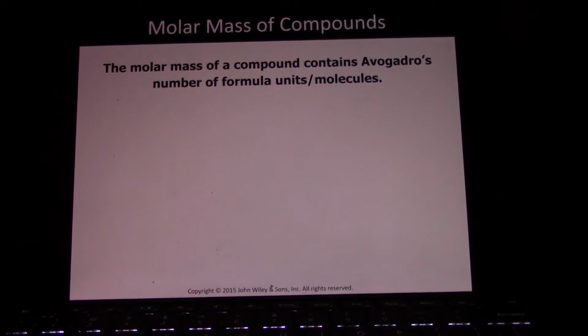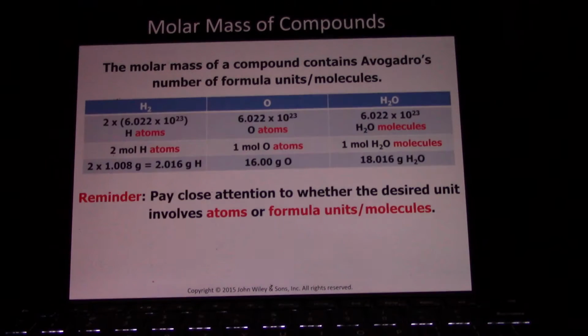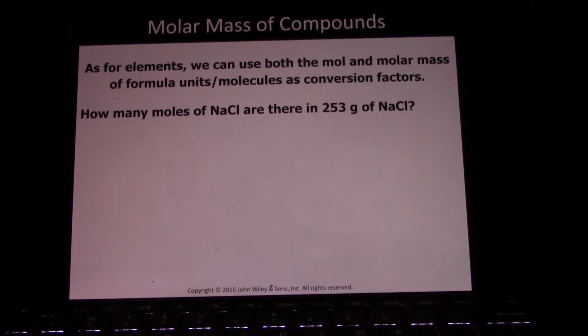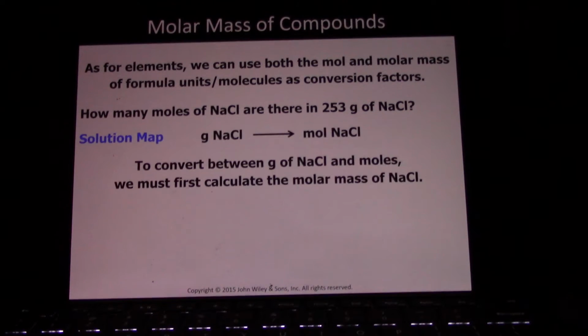The molar mass of a compound contains Avogadro's number of formula units or molecules. So again, 1 mole of something is 6.022 times 10 to the 23rd molecules. So how many moles of sodium chloride are there in 253 grams of sodium chloride?